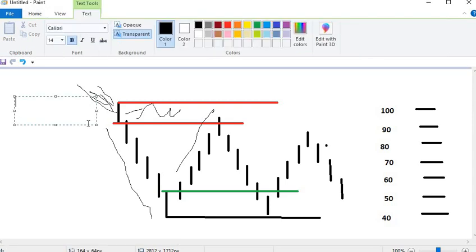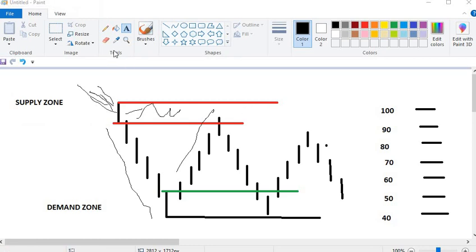Let me explain why we will consider it a supply zone. The reason is that, as I said, when the supply increases, the prices go down, the rates decrease. And what happened at this area is that once the market approached this supply zone, this order block, the prices reduced and the market went to the downside.